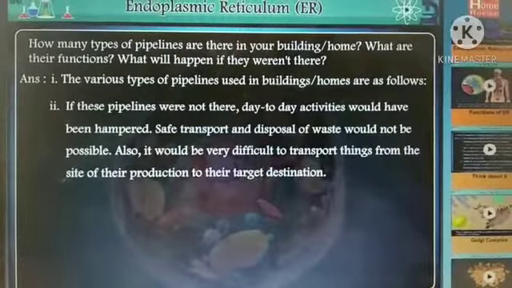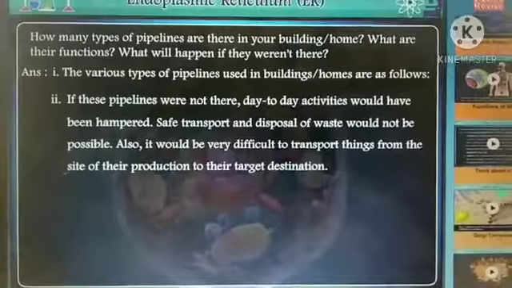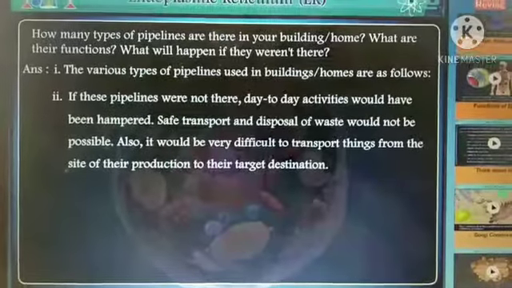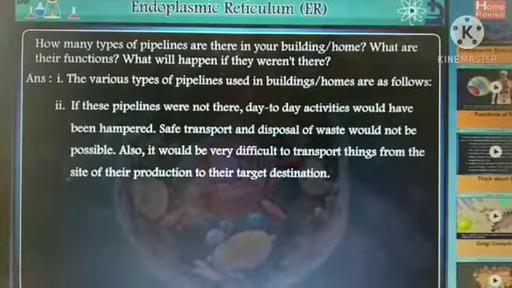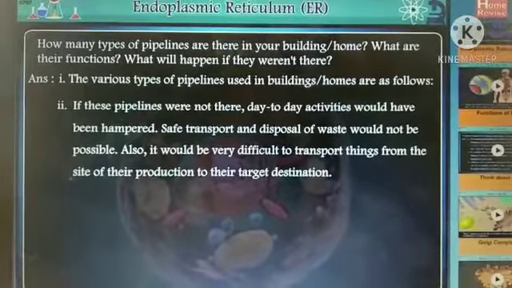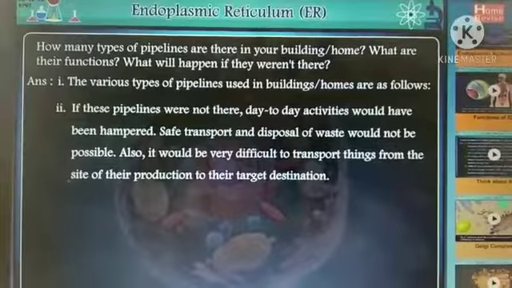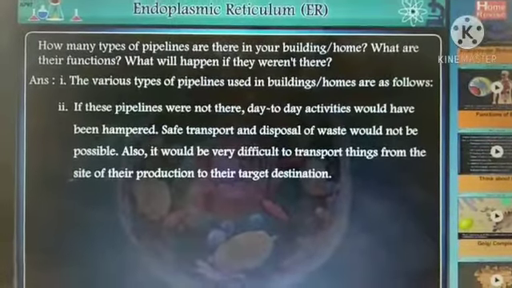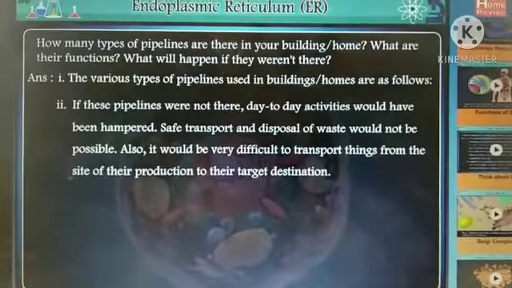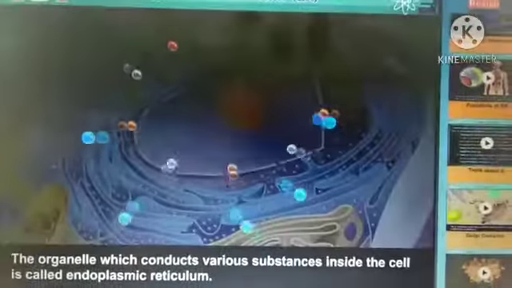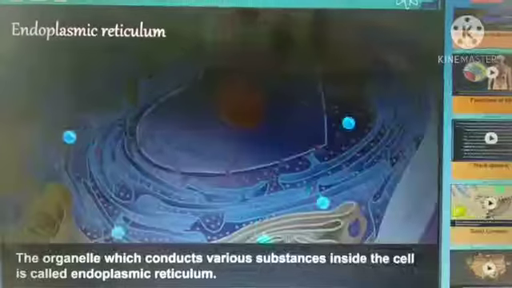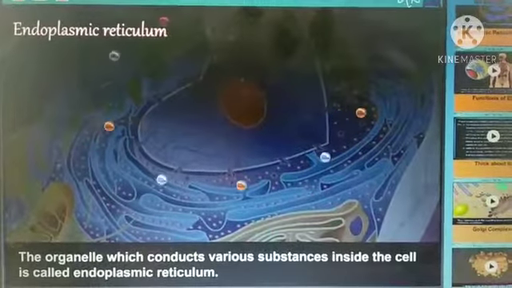If these pipelines were not there, day-to-day activities would be hampered, and safe transport and disposal of waste would not be possible. Also, it would be very difficult to transport things from the site of production to their target destination. The organelle which conducts various substances inside the cell is called endoplasmic reticulum.